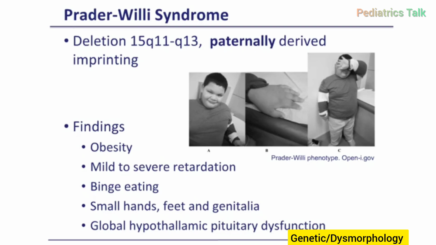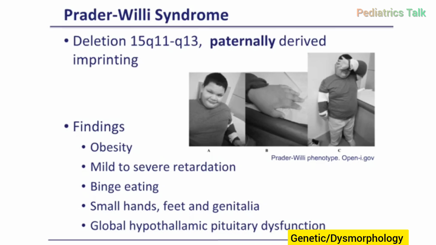These patients will be found to have mild to severe retardation in general, but most are mild to moderate. They will have episodes of binge eating and tremendous weight gain, as stated, small hands and feet and small genitalia. And the bottom line is that the hypothalamic pituitary axis is completely abnormal. There's global hypothalamic pituitary dysfunction.